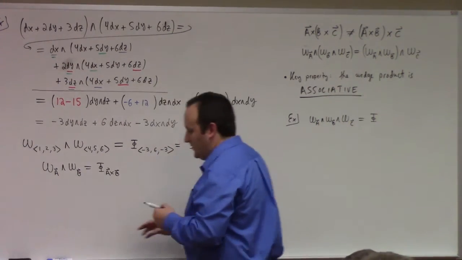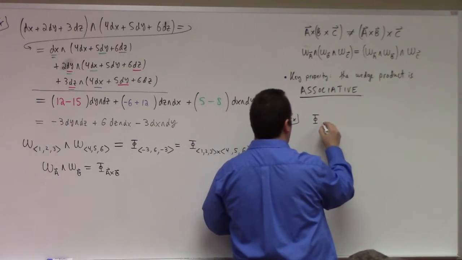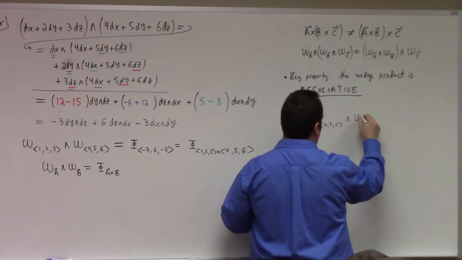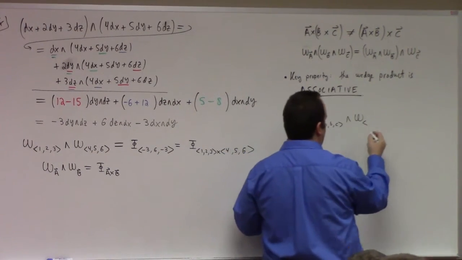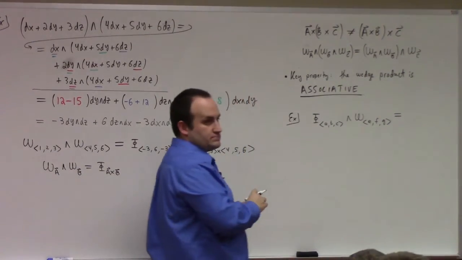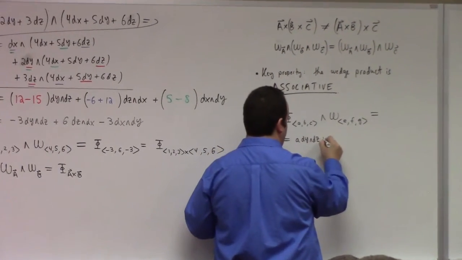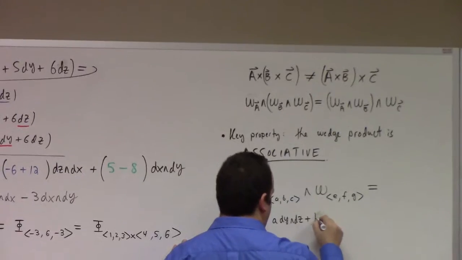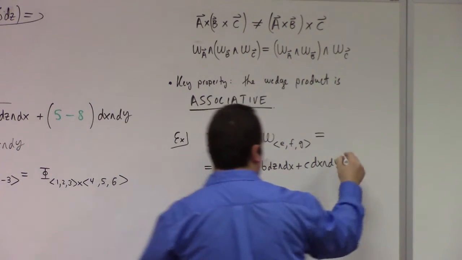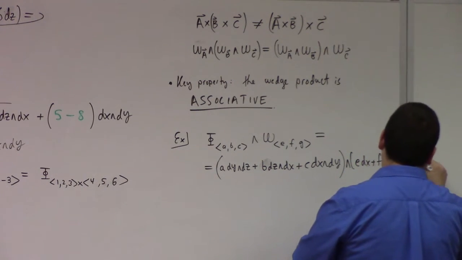let me work out a different identity before I do that one. How about that? Let's just look at the flux form of, say, ABC wedged with the work form of EFG. All right, so what's that? That gives us an A dy wedge dz plus B dz wedge dx plus C dx wedge dy, that thing, wedge product with E dx plus F dy plus G dz.